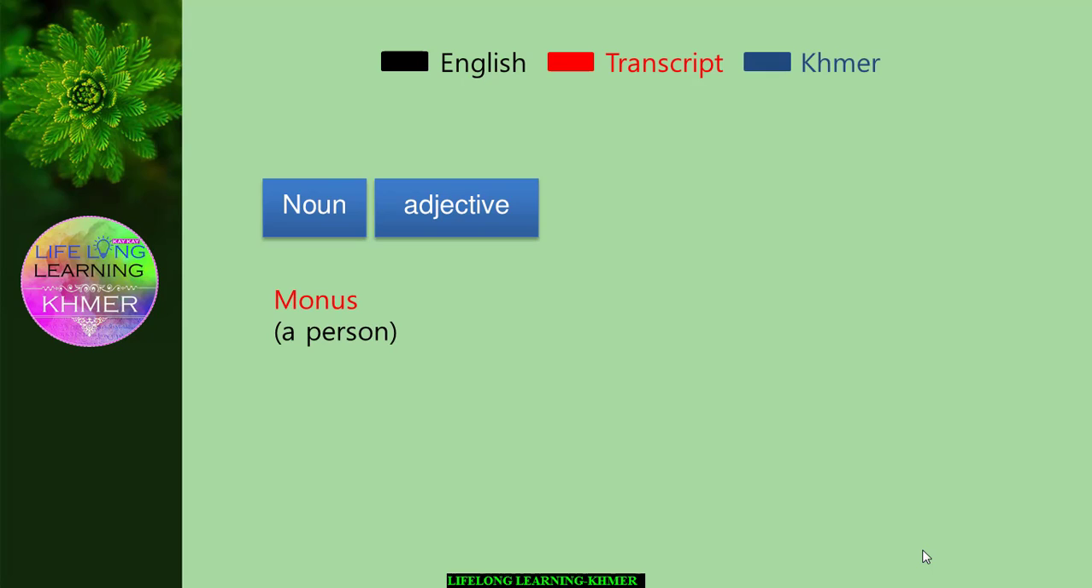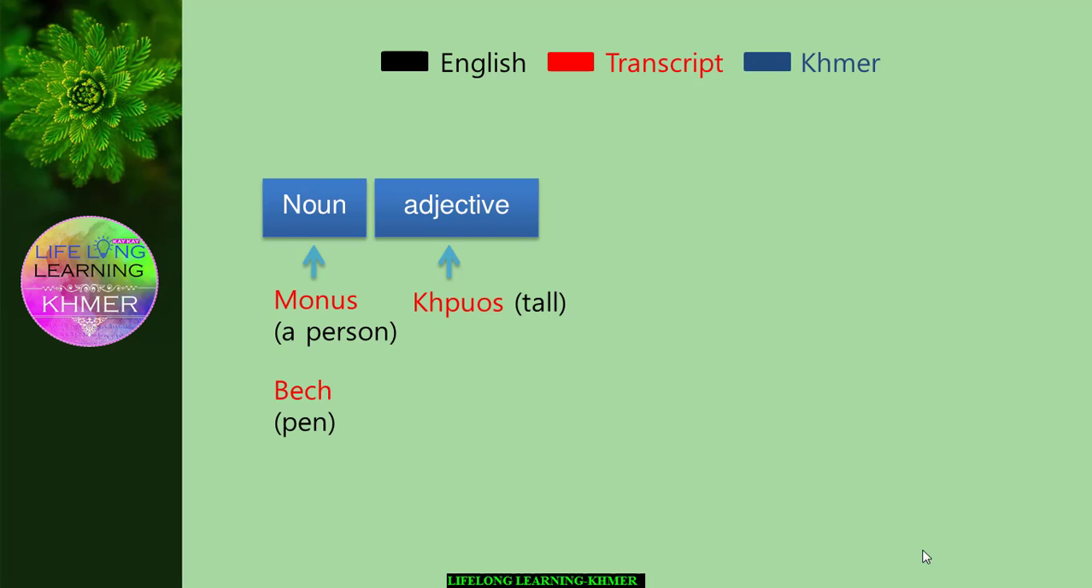For example, you say monu, that is a noun, which means a person, and then kapur. Kapur is an adjective. In English, you say a tall person, right? But in Khmer, we say a person tall.